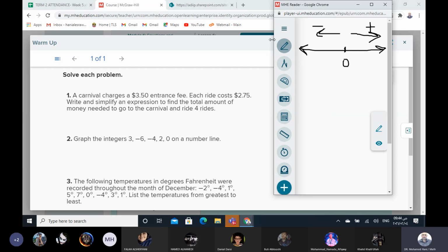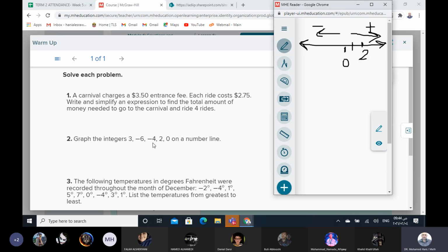So we want to represent now these values. As you see here, we have 0. This is the 0. Then we have 2, positive or negative? If we don't have a sign before the number, it means the number is positive. So take 2 and put it on the positive side. This is 1 and this is 2.